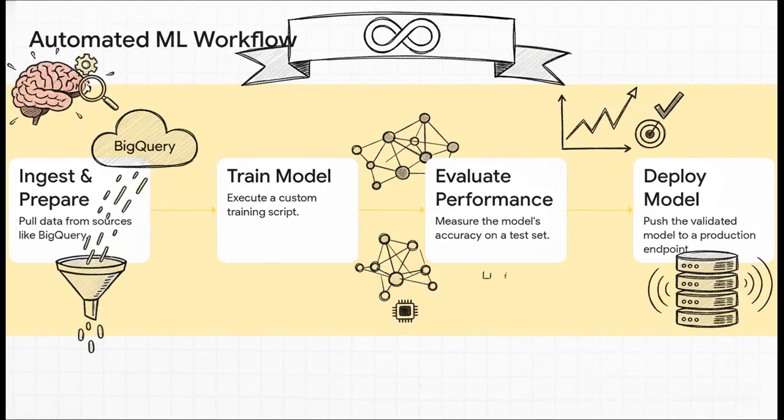And a typical workflow looks something like this. First, the pipeline automatically pulls in fresh data from somewhere like BigQuery. Then it runs your training code, checks how well the new model performed, and if it's good to go, it automatically pushes it to a live endpoint, ready to start making predictions.